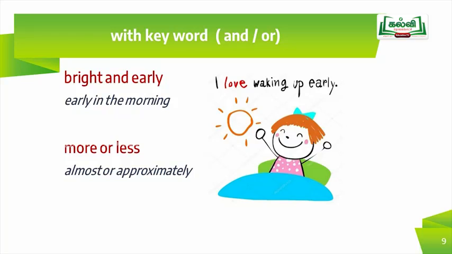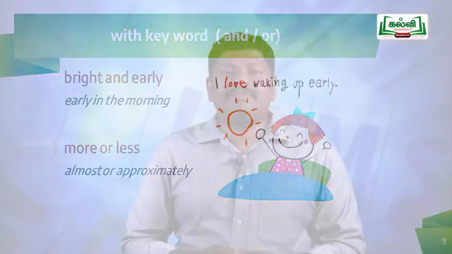Look at the next picture. Right. Now, come to the example. More or less. So, here the idiom is more or less. And the meaning for this idiom is almost or approximately. Right. In these two examples, we could find idioms with keywords and in the second idiom, we have or.